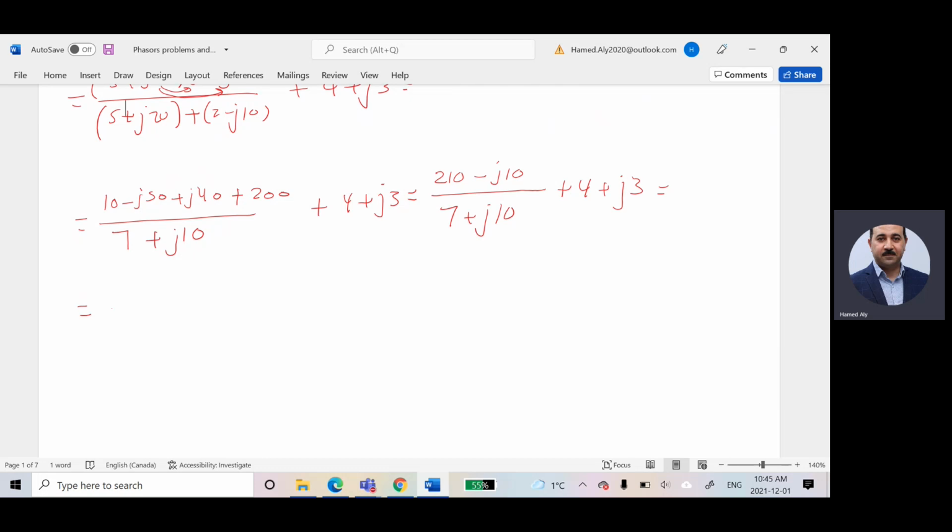I think using the conjugate here would be better, because at the end, I would like this to be written as real plus imaginary. Because at the end, I will add it up to this, so I would like to have the same format. So 210 negative j10 divided by 7 plus j10, I will multiply by the conjugate of the denominator. So 7 negative j10 over 7 negative j10. Who is not understanding that part?